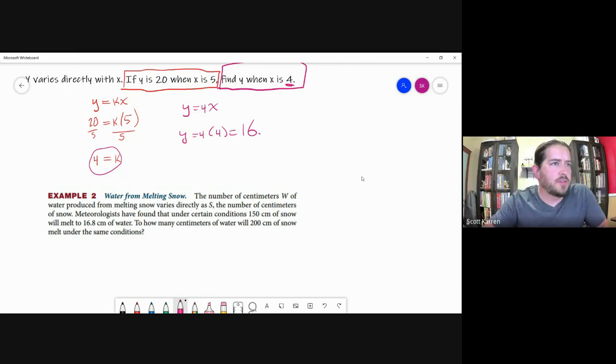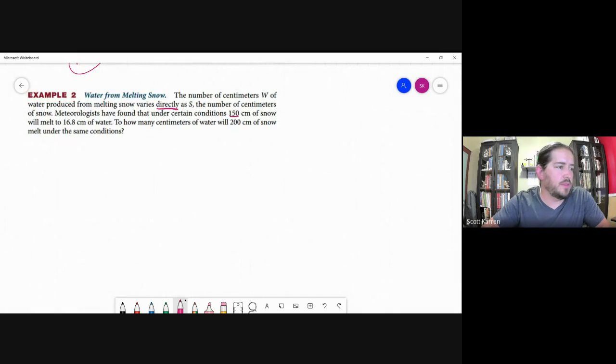The number of centimeters, W, of water produced from melting snow varies directly as S, the number of centimeters of snow. Meteorologists have found that under certain conditions, 150 centimeters of snow will melt to 16.8 centimeters of water. So let's look at this. From this first sentence, the number of centimeters, which we're calling W, of water produced from melting snow varies directly as S.